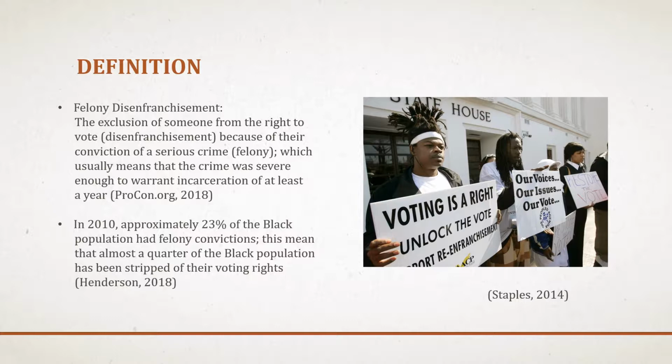How does this play into this? In 2010, approximately 23% of the black population had felony convictions. This means that almost a quarter of the black population has been stripped of their voting rights. I found this picture, which I thought was very fitting for the topic. Here you see African Americans holding a sign stating that voting is a right, which it is. Where else do we really strip someone of their constitutional rights, such as free speech? The other sign talks about how it is our voices, our issues, and our vote. This signifies how African Americans are not even allowed to vote on the issues that impact them the most, which is not justified.